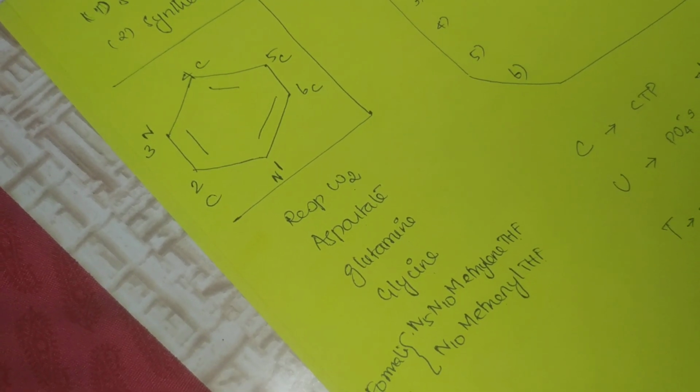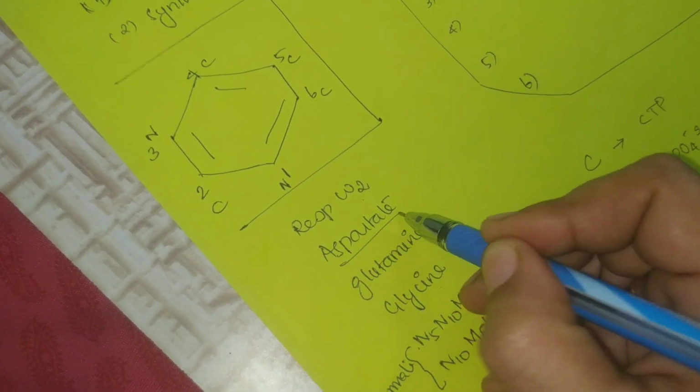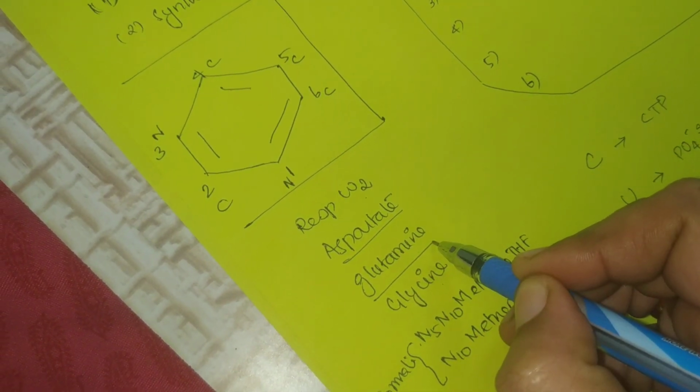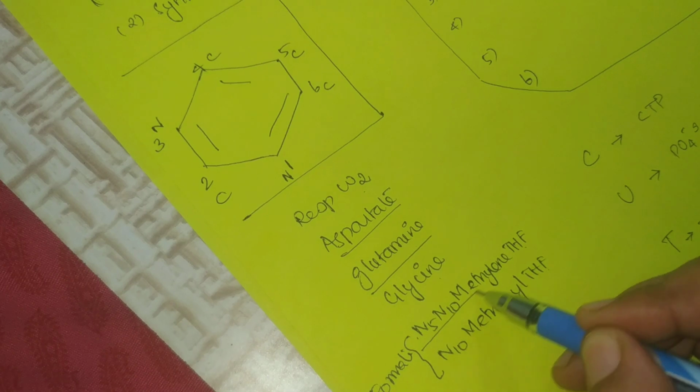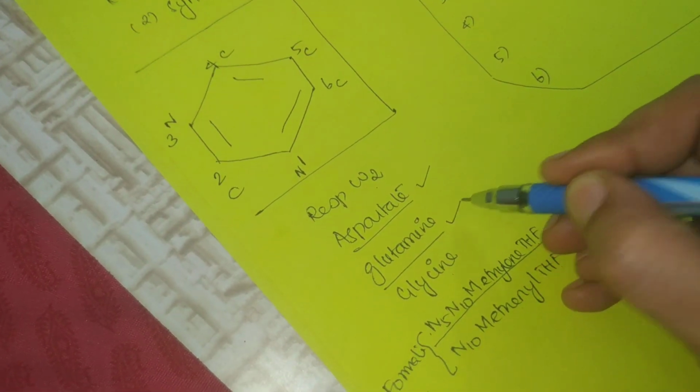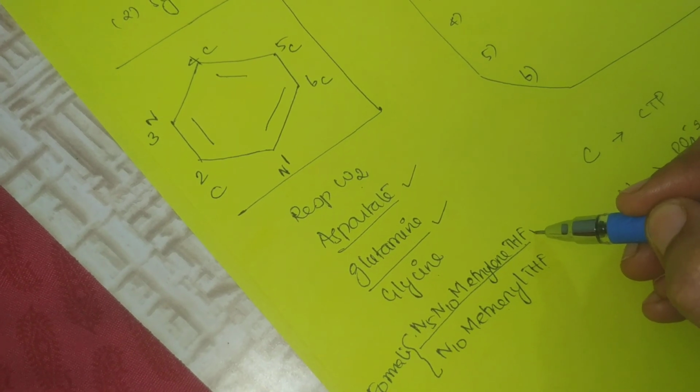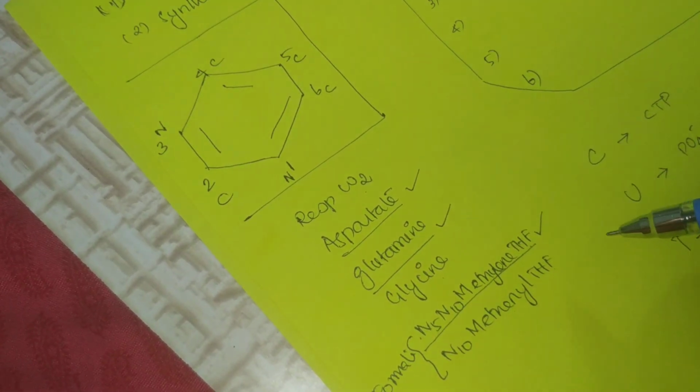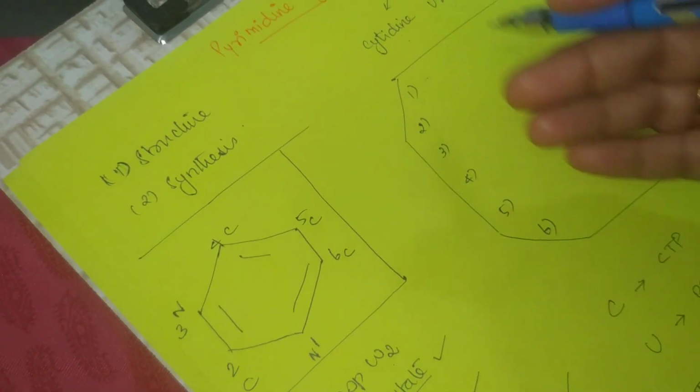Let's see the 3 ingredients. They are aspartate, glutamine and N5N10 methylene tetrahydrofolate. So we are going to take aspartate, glutamine and N5N10 methylene tetrahydrofolate. Taking these 3 ingredients, we will go in for pyrimidine synthesis. Now we'll go to the 6 steps.